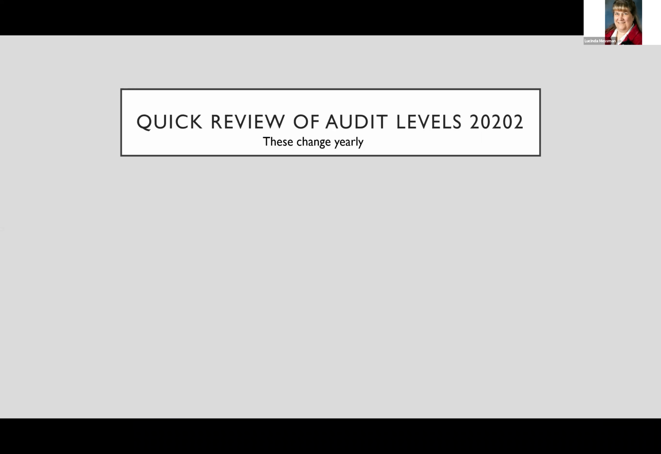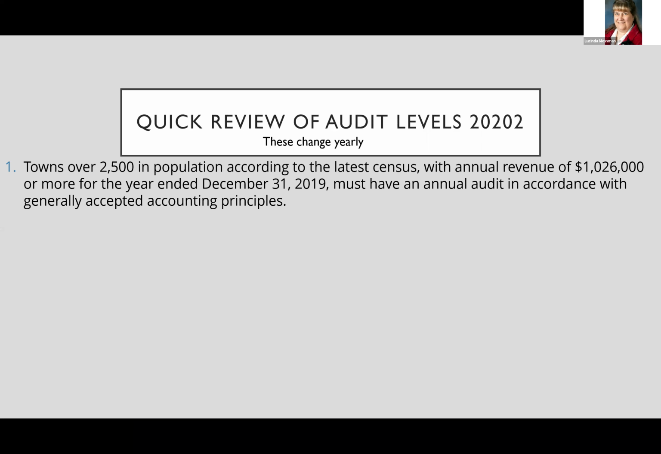So let's go through real quick the audit levels because these things change yearly. At this point, ending December 31, 2019, if your town is over 2,500 in population, using the last census data, and has an annual revenue of over $1,026,000, you have to have an annual audit with generally accepted accounting principles, or a GAAP audit.